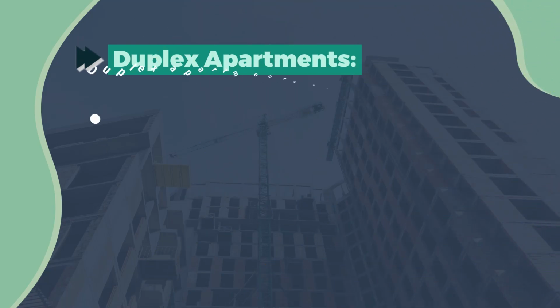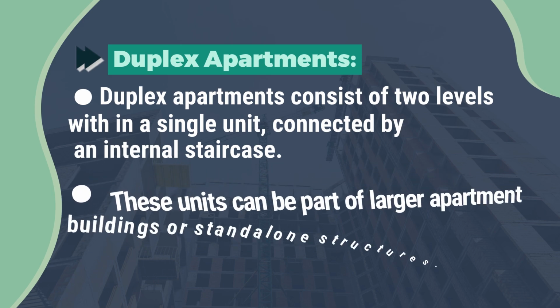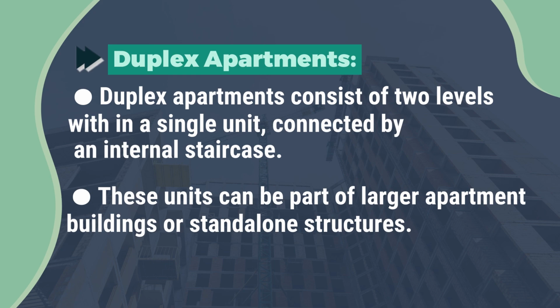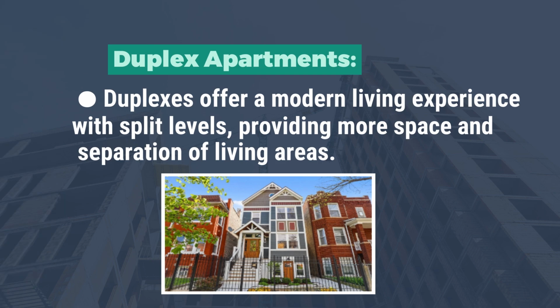Then the duplex apartments. Duplex apartments consist of 2 levels within a single unit, connected by an internal staircase. These units can be part of a larger apartment building or standalone structures. Duplexes offer a modern living experience with split levels, providing more space and separation of living areas. They allow for better ventilation, natural light, and privacy. Duplex apartments can be more expensive than single level units due to their design. The internal staircase can be a concern for families with young children or elderly members.